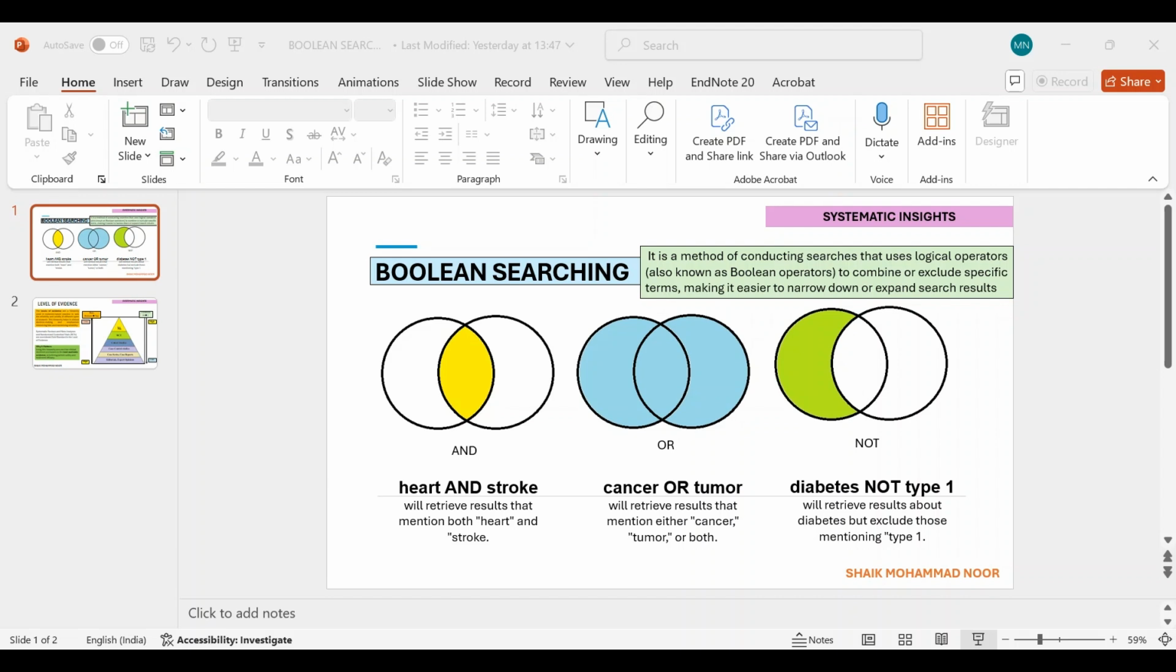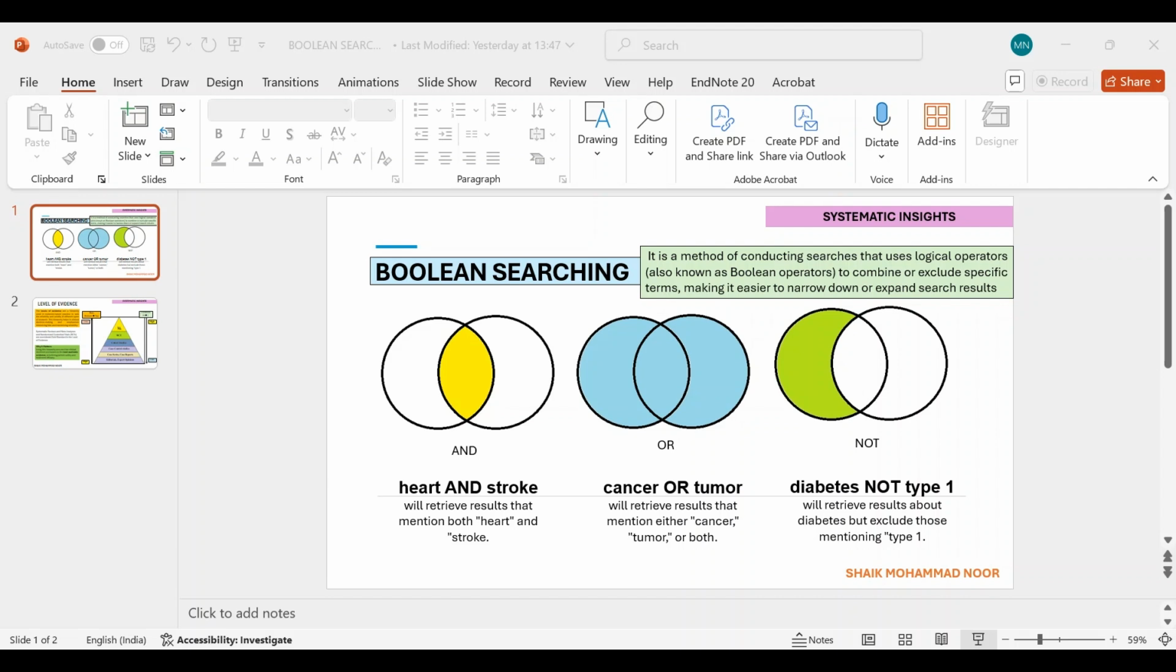It will help you in the systematic review process. So this is Boolean searching and Boolean operators. This will be very helpful in your literature searches, not only for writing literature reviews but in every aspect.